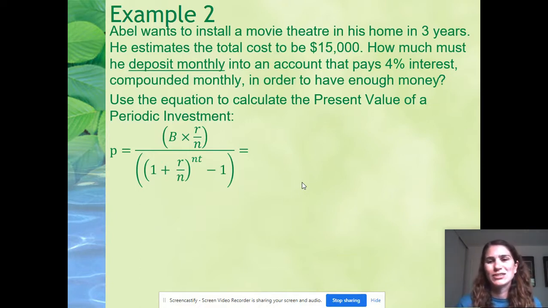Right, and again, we're still just identifying our variables. Then we're going to divide that by 1 plus our interest rate, which was 0.04, n was 12. We're going to bring it to the exponent of 12, and then we're also going to do the time that it is, which is 3 years. So he has 3 years to save this money. So T is 3, and we're going to subtract that by 1.